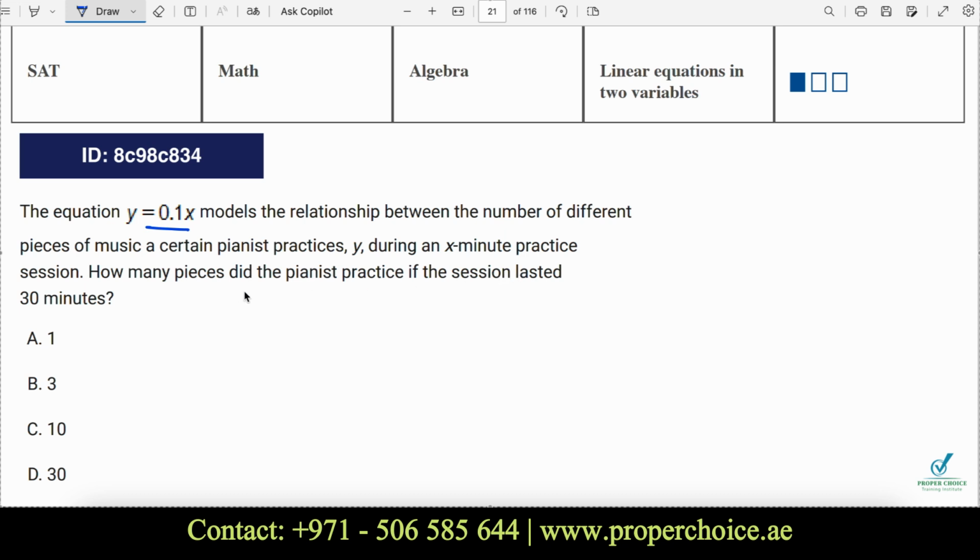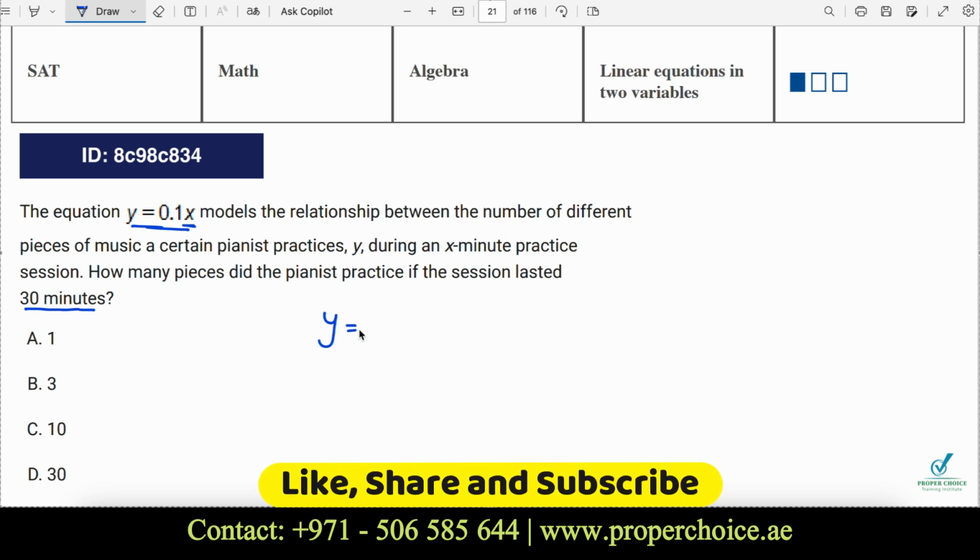How many pieces did the pianist practice if the session lasts 30 minutes? So this equation represents y, the number of different types of music, when a pianist is practicing for x number of minutes, and this is the equation they are following. For 30 minutes, how many different?